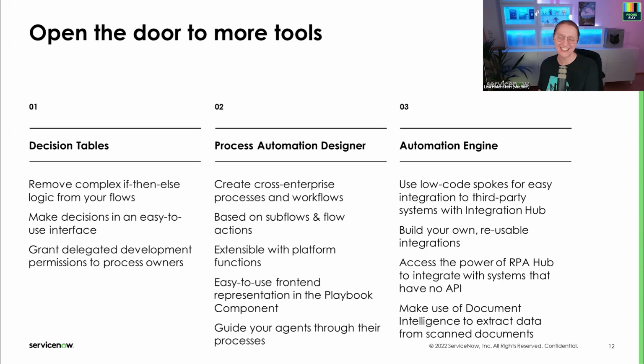And then lastly, the newest addition to Automation Engine is called Document Intelligence, which allows you to extract data from scanned documents or printed documents, PDFs that you upload to the system. And it actually gets the fields and the values in those fields, and you can use them in your process. Very exciting. I think that's all I wanted to tell you about this.